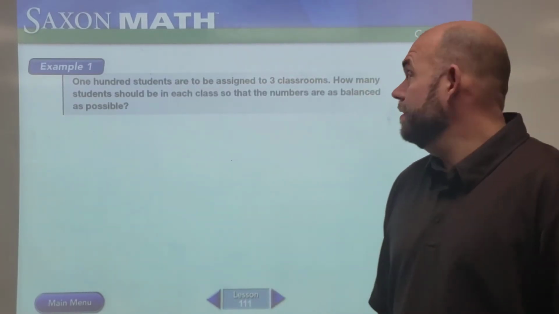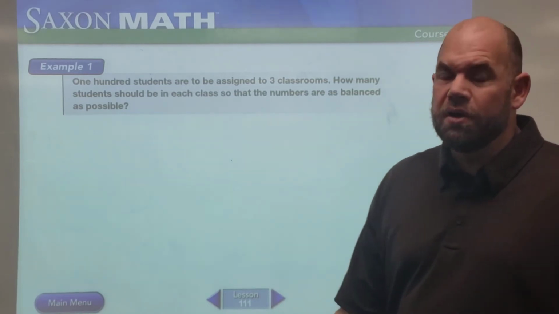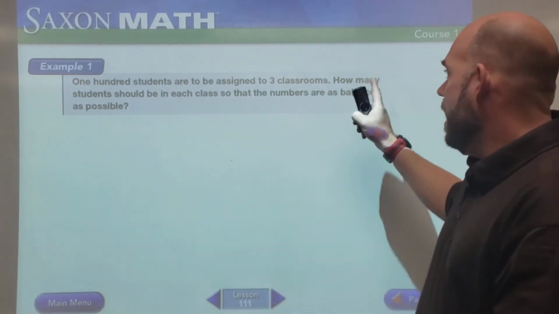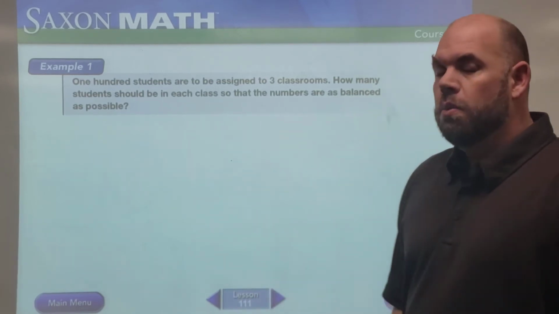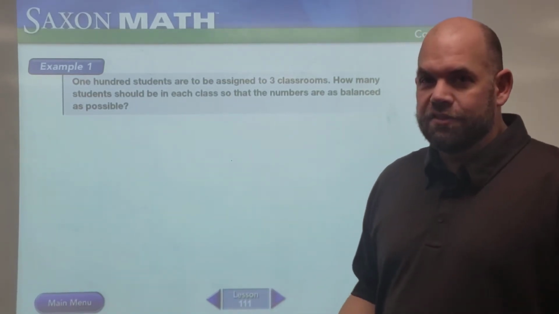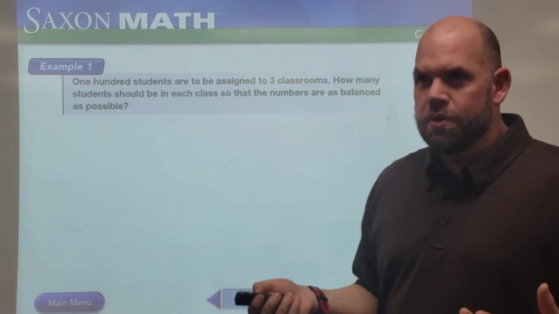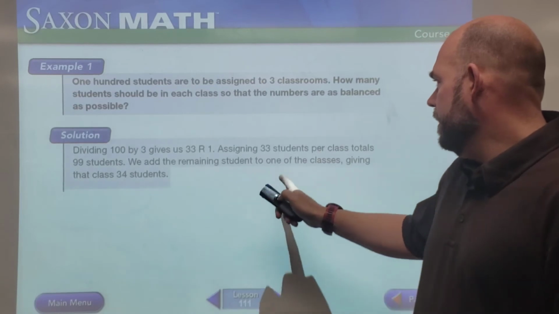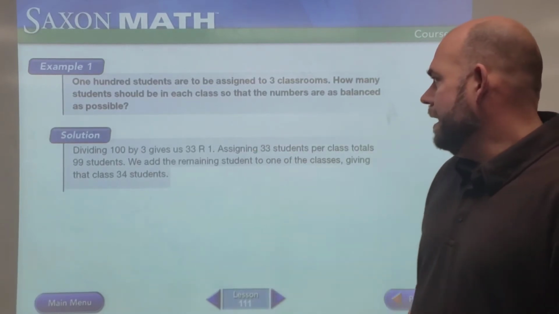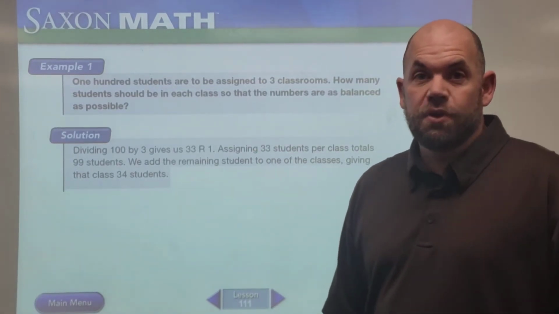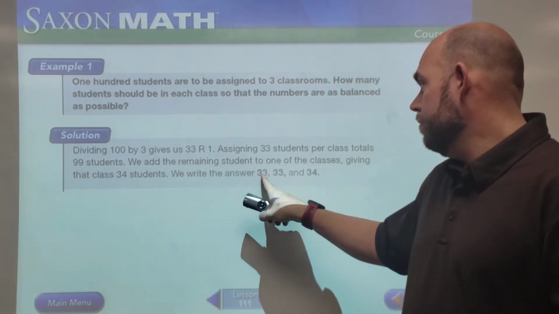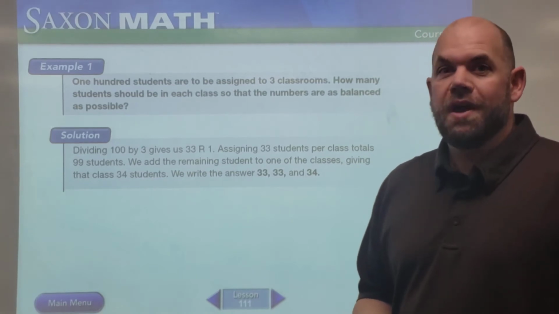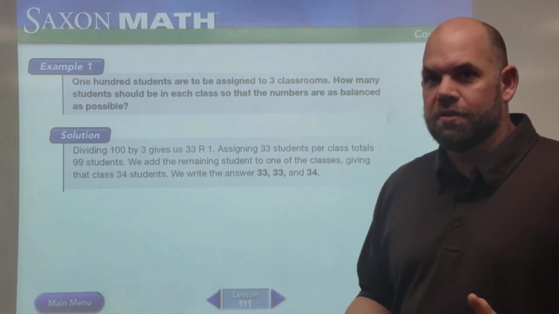There's 100 students being assigned to 3 classrooms. We know 100 divided by 3 is 33 1/3. You should know that now with your math facts. How many students should be in each class? Well, we can't have a third of a student in a class, so we have to think about this logically. If it's 33 1/3, how do we break that up into 3 groups? Well, it's pretty easy. If we look at 33 in each classroom, we'll just have one left over, so we put that in the classroom, and we have 33, 33, and 34. That's the best way to divide up 100 students into 3 classrooms.